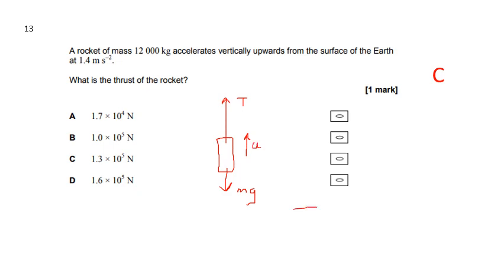So it's T minus mg equals ma. What students very often do, if they're not used to it, is forget to take away the mg, because it's the resultant force. And if you bung in all the numbers, you'll get C.